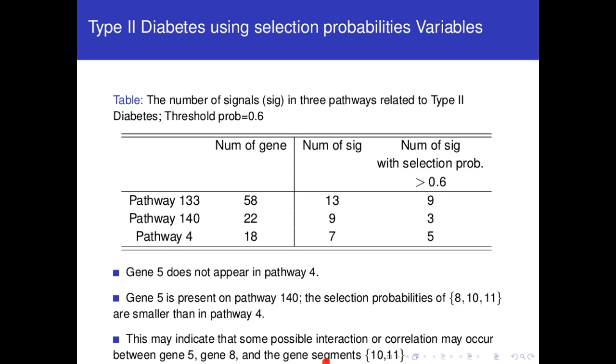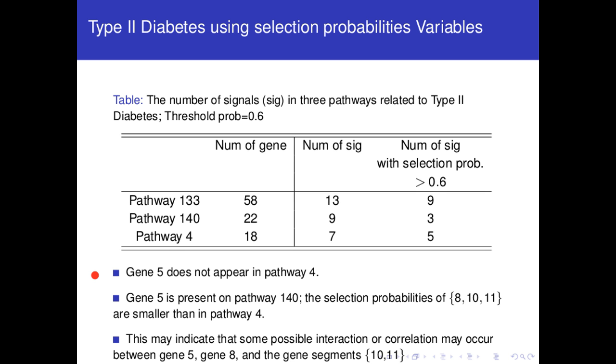So here is the summary of our type 2 diabetes analysis case. The number of genes in each pathway, 133, 140, and 4, are 58, 22, and 18. We identify 13 important pathways in pathway 133. By using threshold 0.6, we identify 9 important variables. And in 140 and 4, using selection probability, we identify 3 and 5 as important variables.